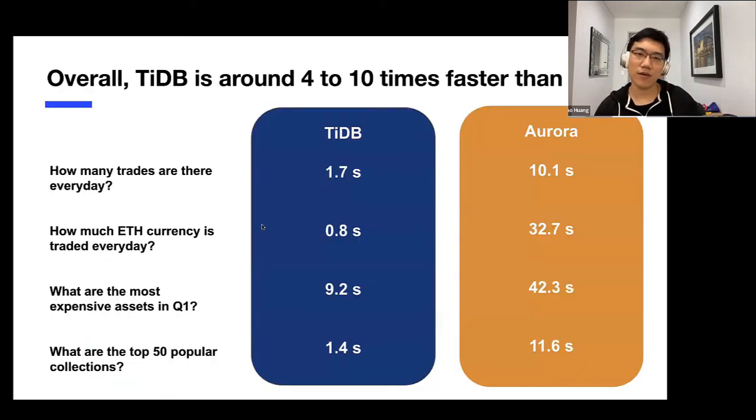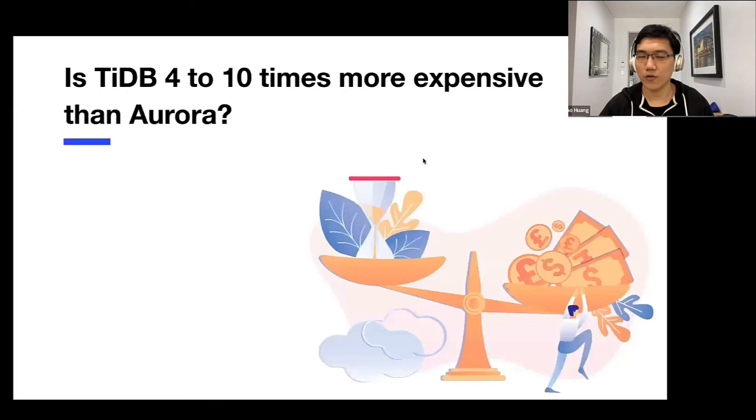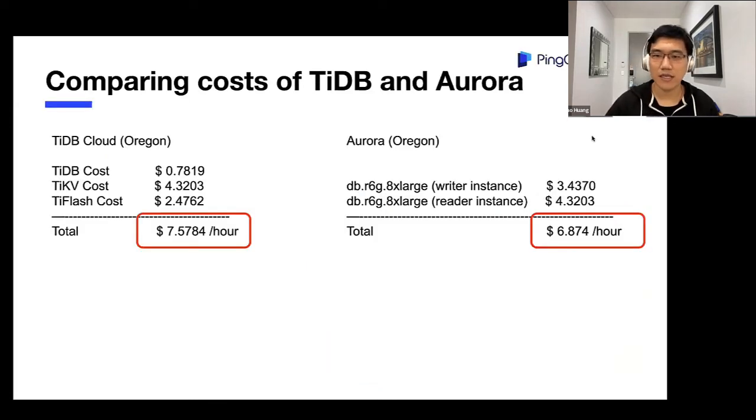Okay, here's a summary of the TiDB and Aurora performance comparison. All these queries are from real-world scenarios, with real-world data. Overall, TiDB is around 4 to 10 times faster than Aurora. But does that mean TiDB is 4 to 10 times more expensive than Aurora? The answer is no. As you can see here, TiDB is a bit more expensive than Aurora, but the costs are comparable. One is a bit more than $7 per hour, while Aurora is a bit less than $7 per hour.